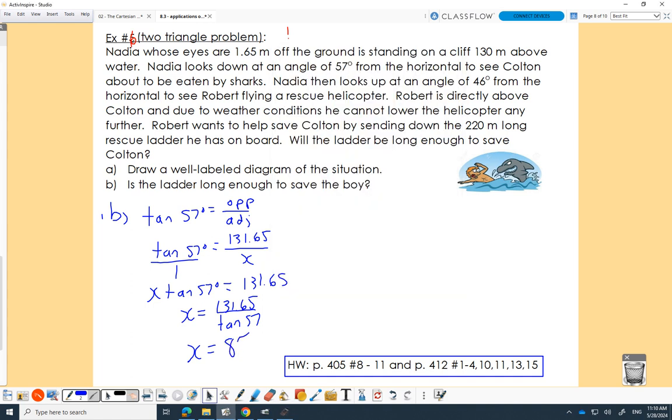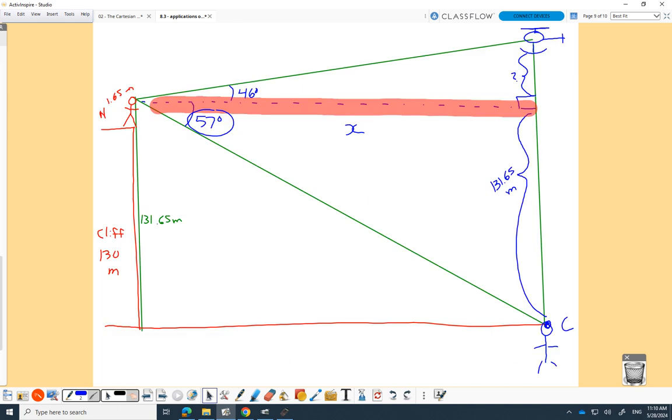85.5 meters. Put that on. Remember I said put that on the picture? Every time you get something, put it on the picture. And I think someone said out loud, oh, I see what we're going to do here. Once I label that on there, do you see what has happened now? Now I'm into the second triangle.